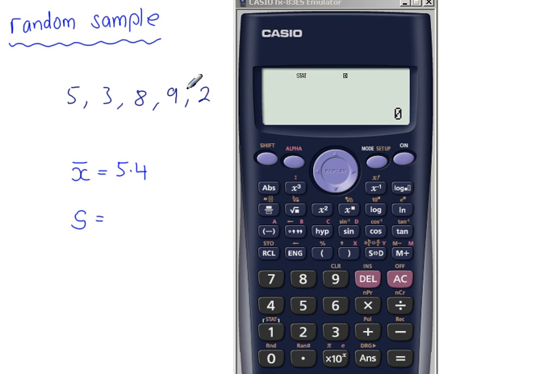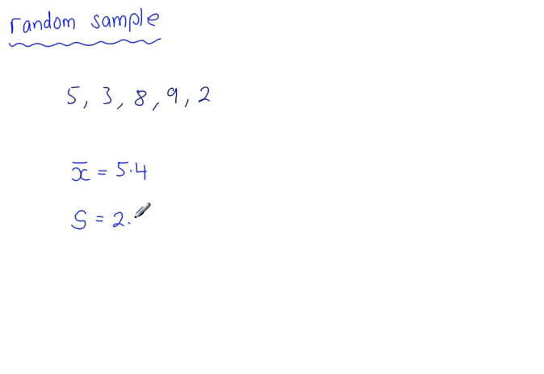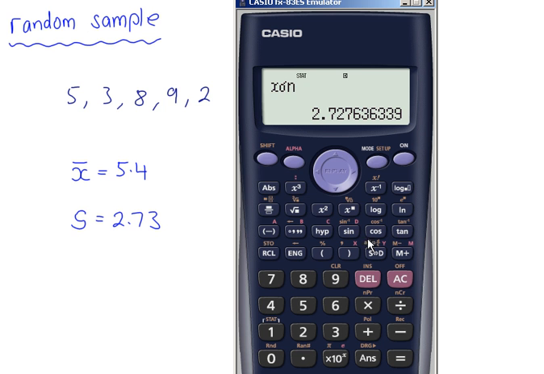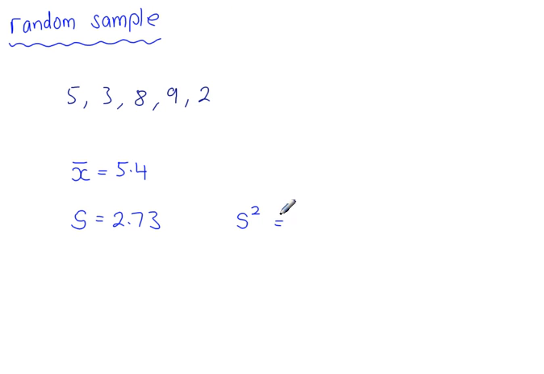Now for this sample, the sample standard deviation is option 3, 2.73. So the sample variance is 7.44.